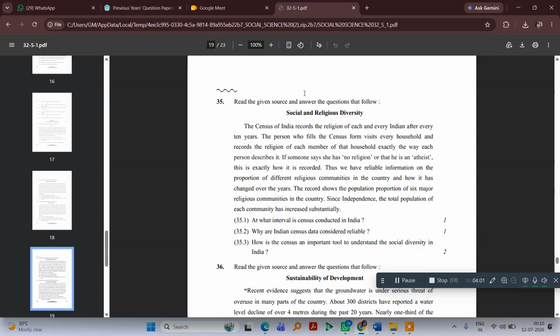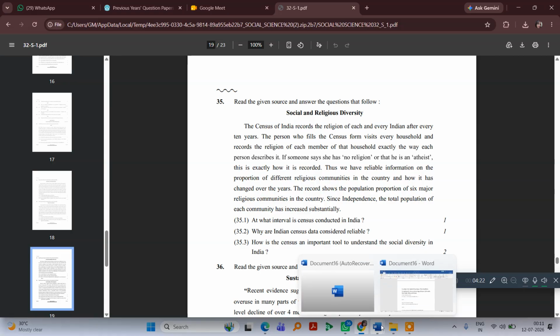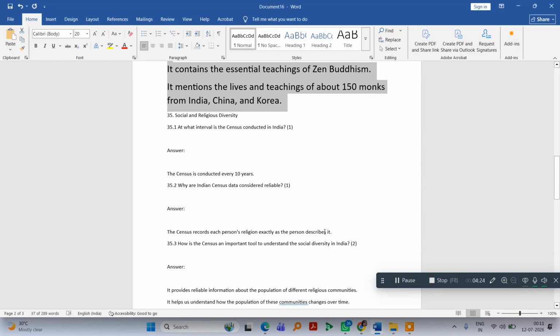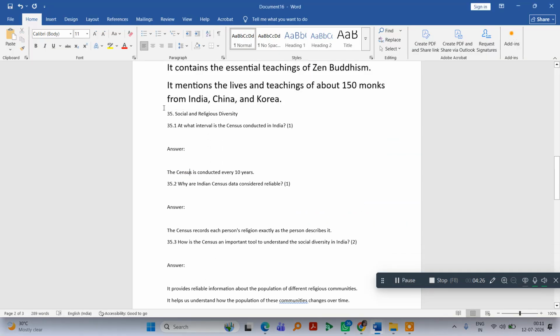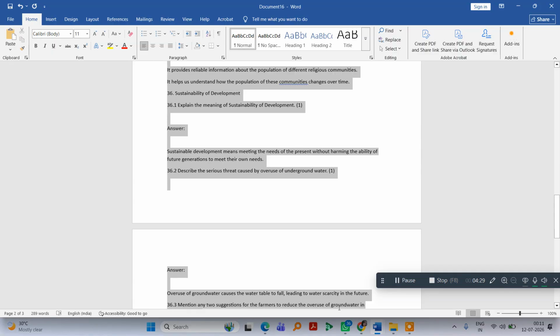Now, this is 35.1. At what interval is census conducted in India? This question is 35.2. Why are Indian census data considered reliable? 35.3. How is census an important tool to understand the social diversity in India? The answers are as follows. The answers are basically in the passage itself.